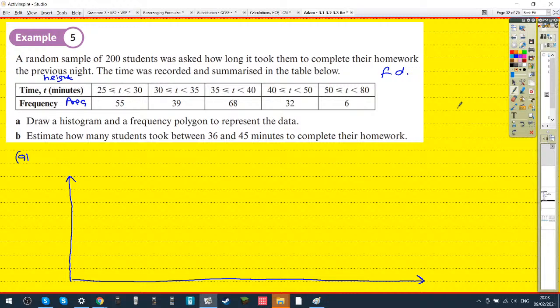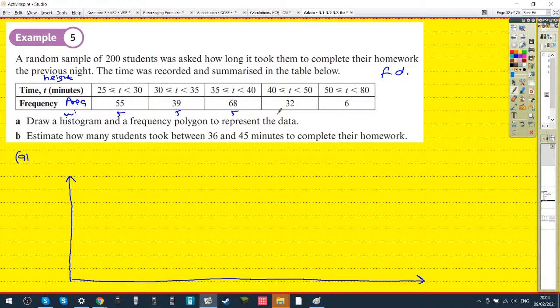So which one's class width? Class width is upper bound minus lower bound, which is 5. Okay. So all of them are 5. No. Oh wait, no. So 3 of them are 5, one of them's 10 and the other one's 20.